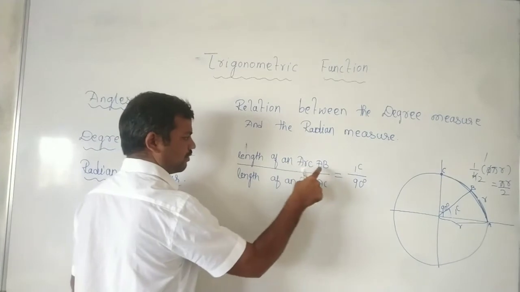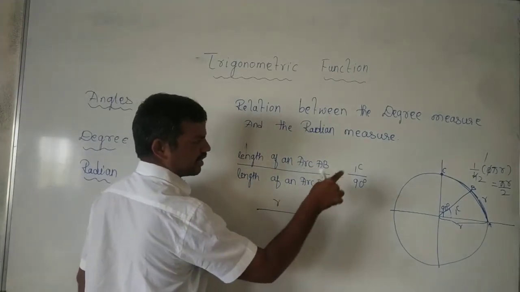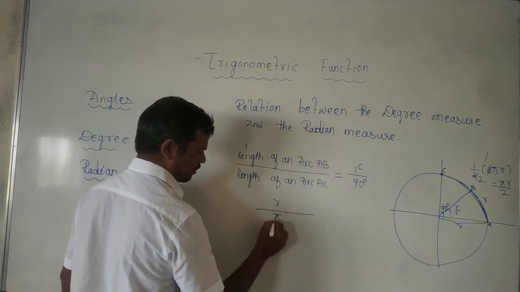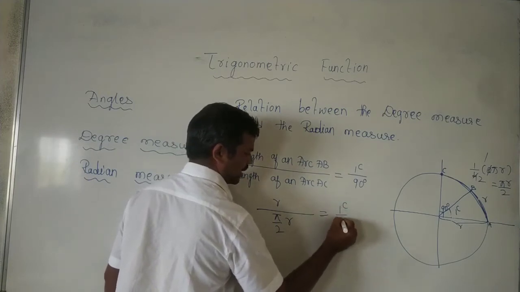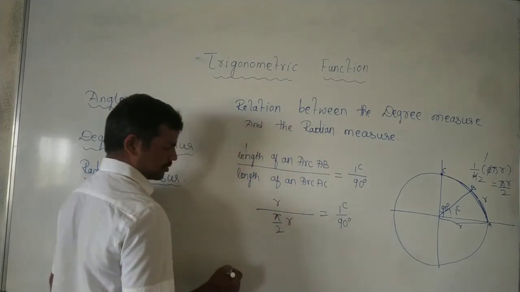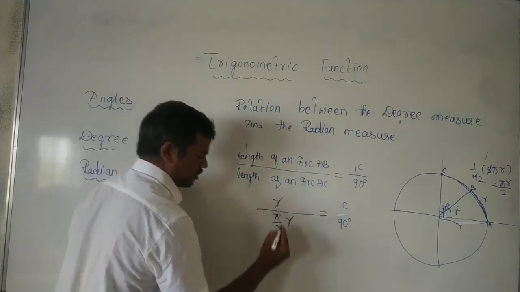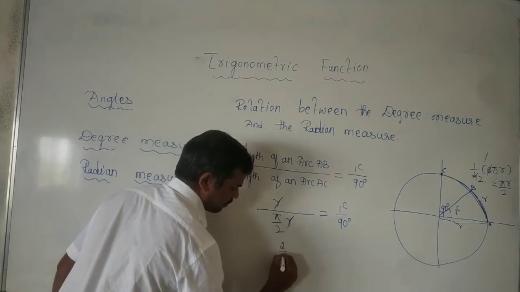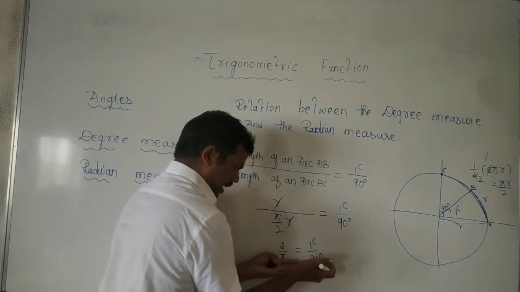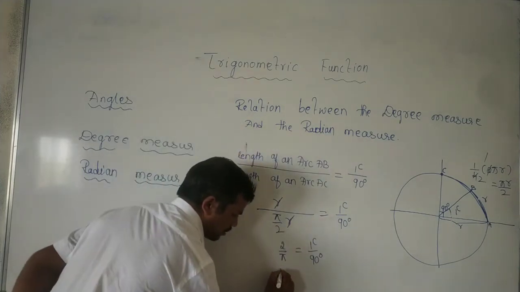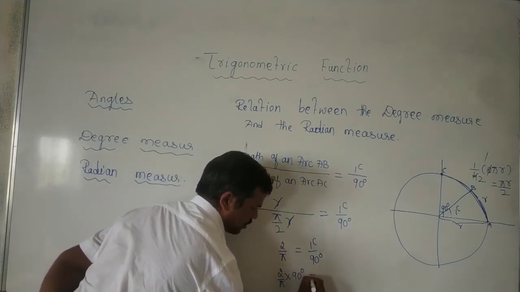So what is the length of arc AB? That is r, divided by the length of arc AC, which is pi by 2 r, is equal to 1 radian divided by 90 degrees. So what happens? r cancels, the reciprocal comes, and the 2 goes up: 2 by pi is equal to 1 radian divided by 90. Bringing the 90 degrees to this side: 2 by pi into 90 degrees is equal to 1 radian.